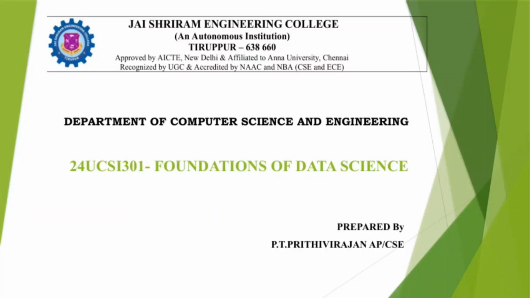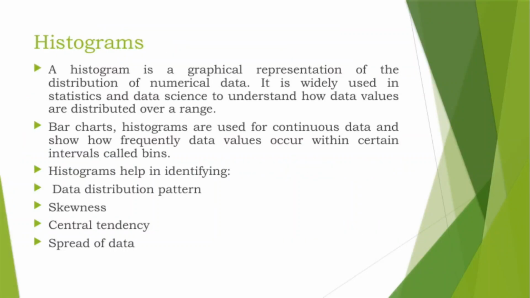A histogram is one of the most widely used graphical representations in statistics and data science for displaying the distribution of numerical data. It is a special type of bar graph that represents the frequency of continuous or grouped quantitative data using adjacent rectangular bars.